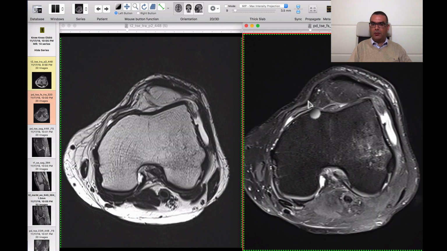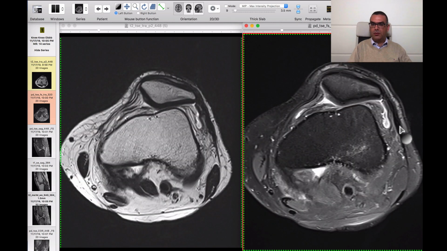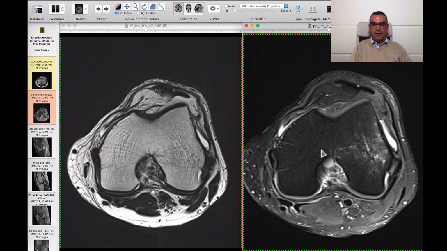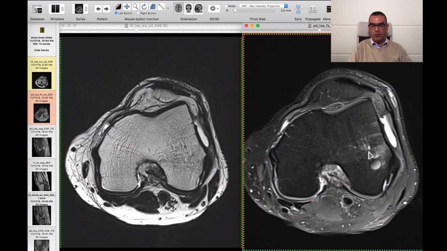Medial patellar retinaculum looks good. The lateral patellar retinaculum looks good. So on the axial scans, what we can see is the ACL rupture. We know the MCL is good, the LCL is good, and we see that there are marrow changes at the lateral side of the knee.